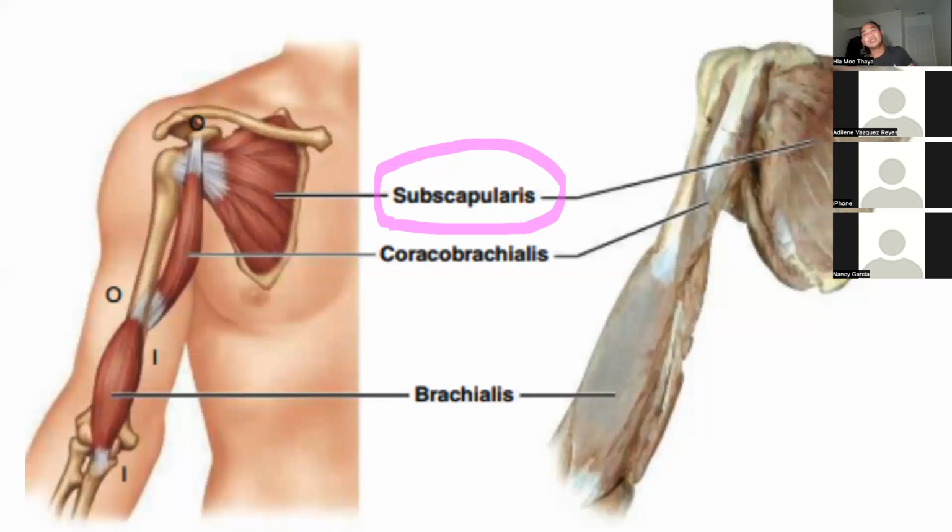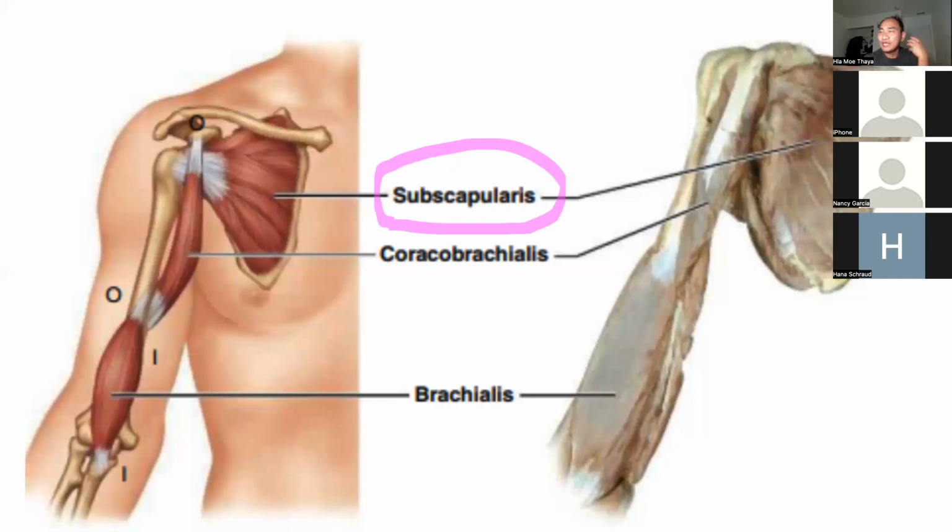That's all about it. Of course, in the posterior aspect of our arm, we only have one muscle. That muscle is called the tricep muscle.